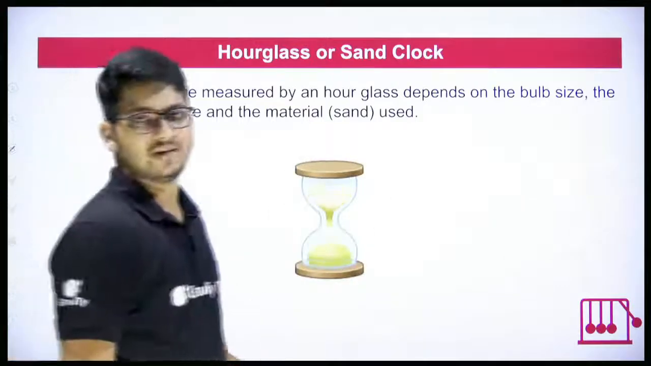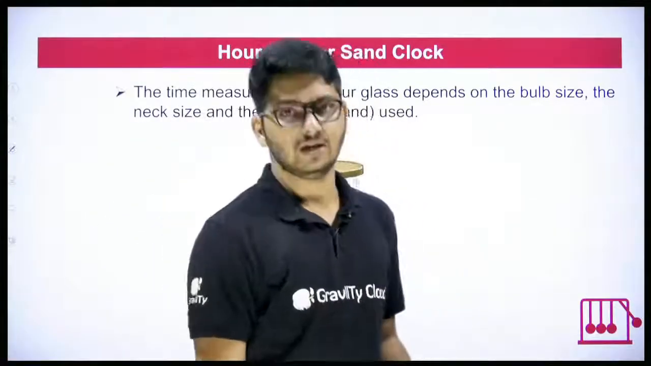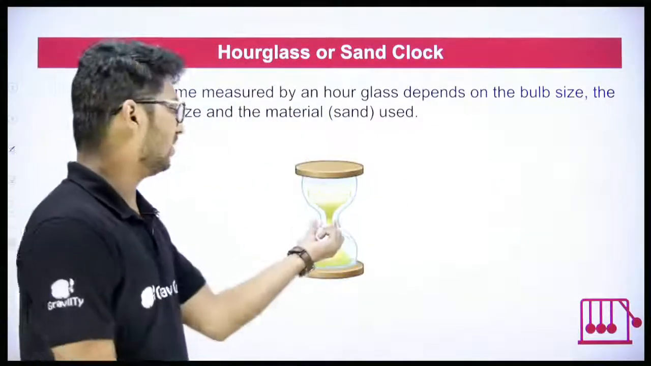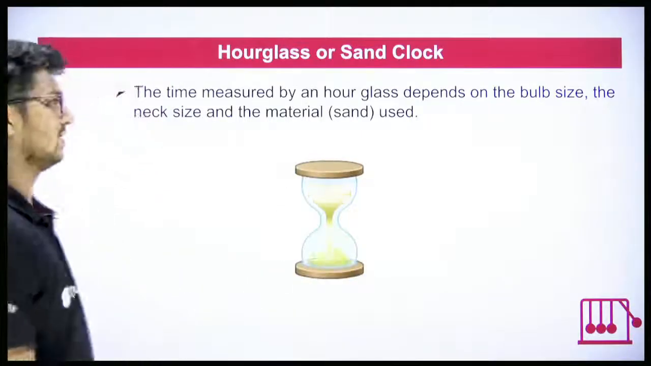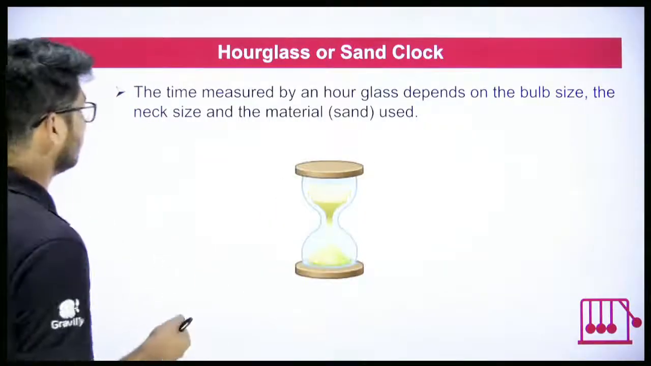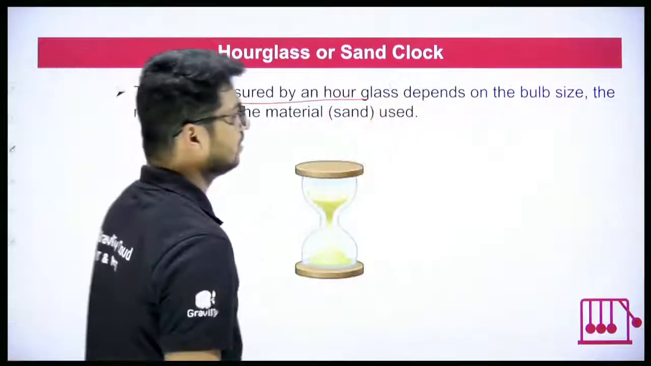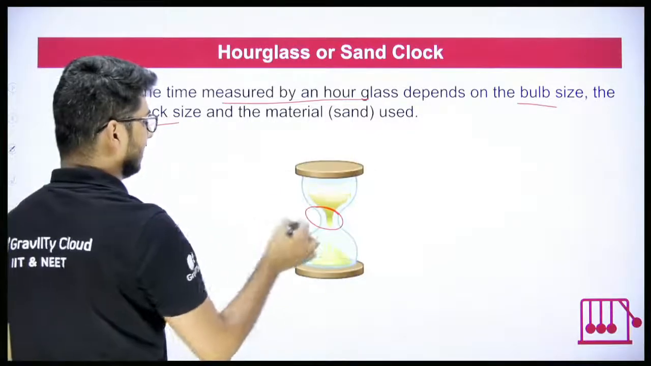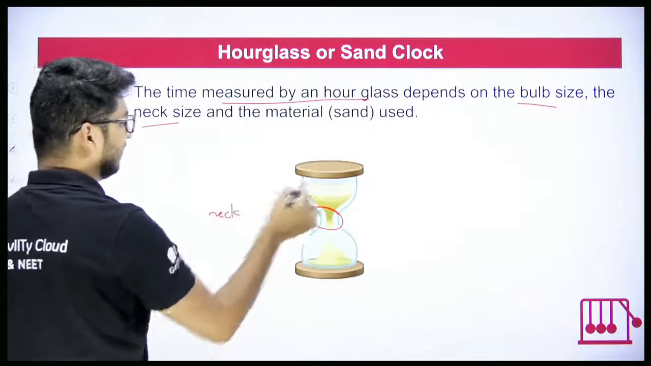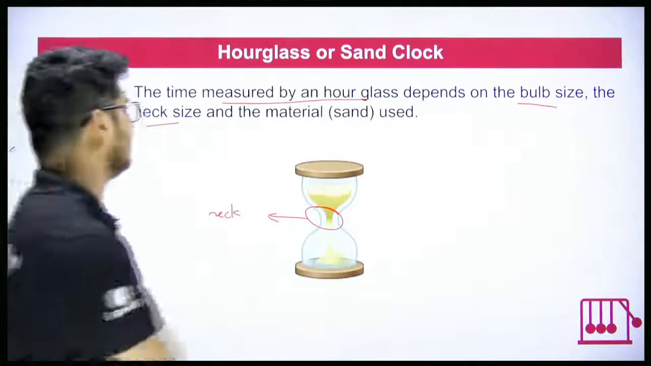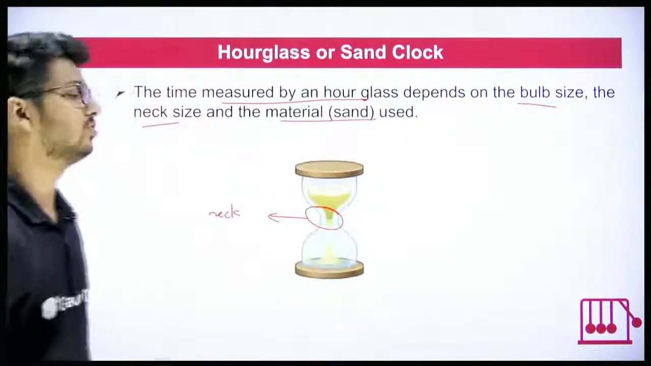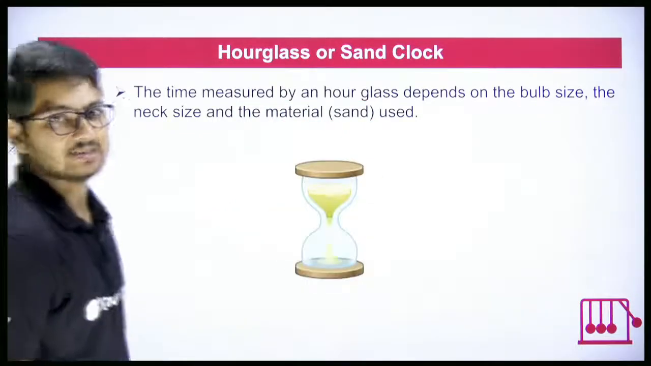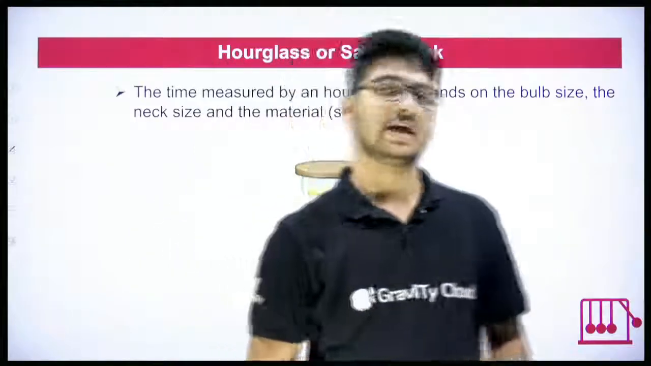Now how much time does it measure? It depends on various factors. It depends on how large the bulb is, the size of the bulb, and how thick the constriction is. Different factors, and the quality of the sand also. Right, so the time measured by an hourglass depends on the bulb size and the neck size. This is the neck. Everything else is the bulb. These two are the bulb. And the material, that is, the sand used, how soft the sand is. But ultimately, what is the thing? An hourglass or a sand clock is used to measure time.